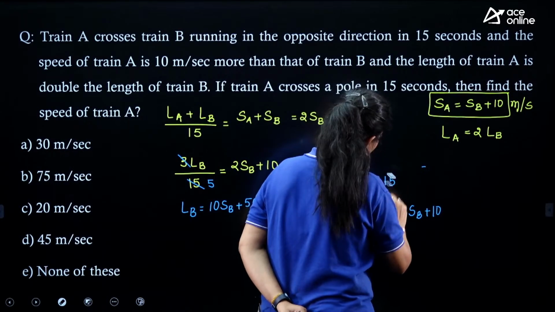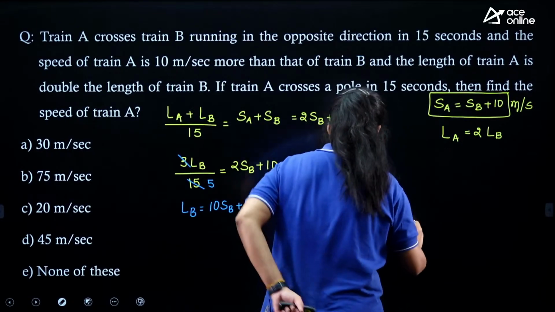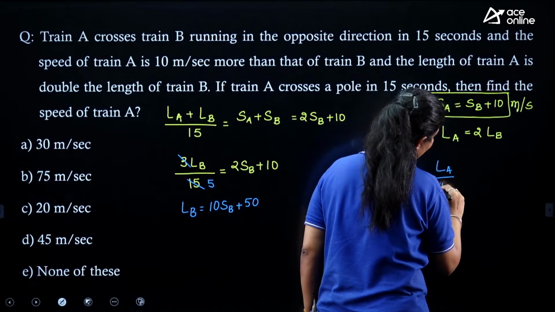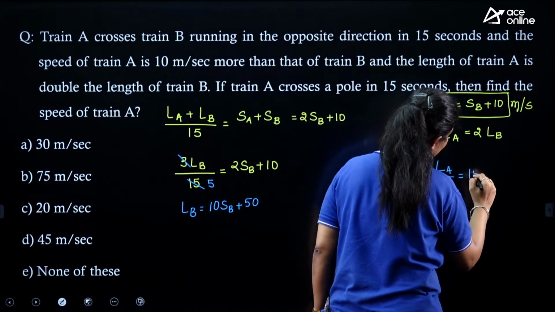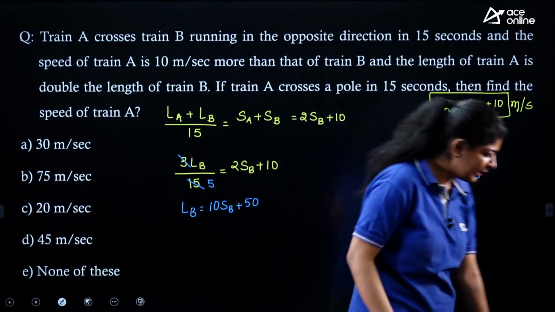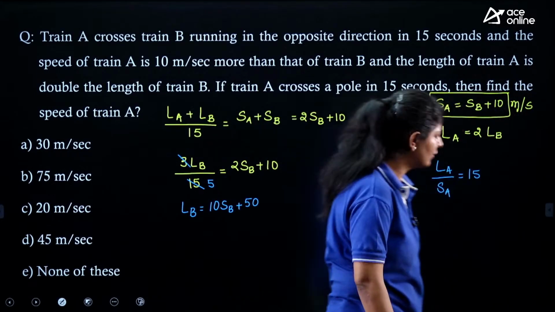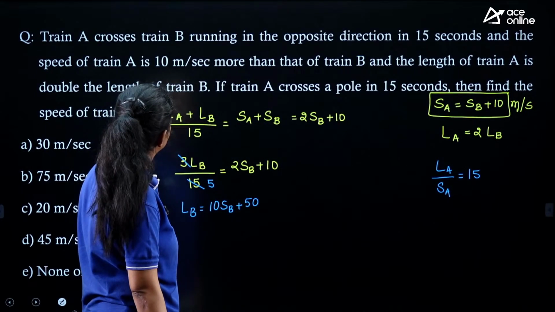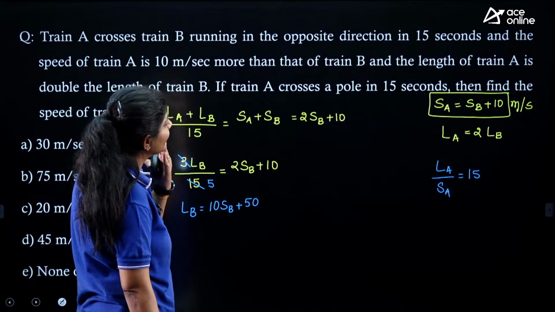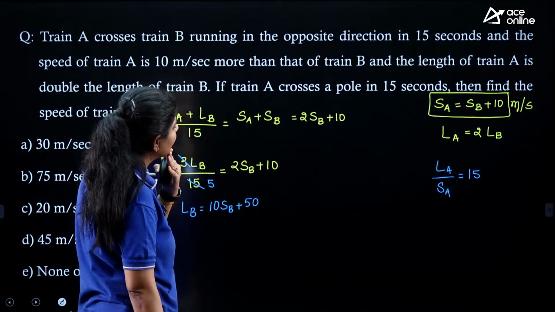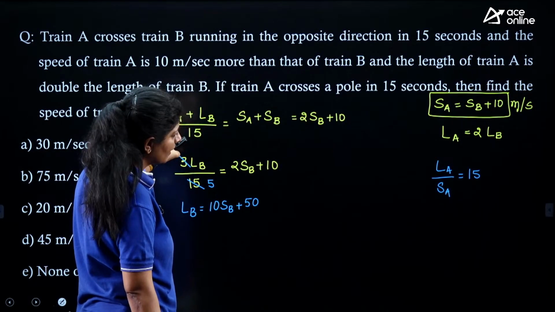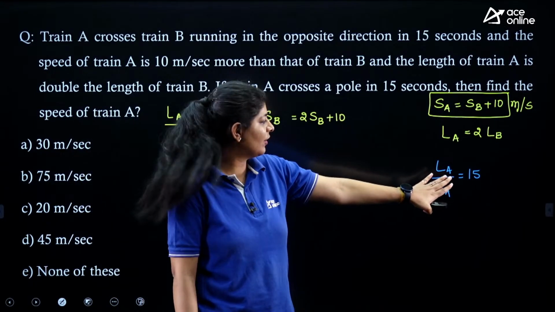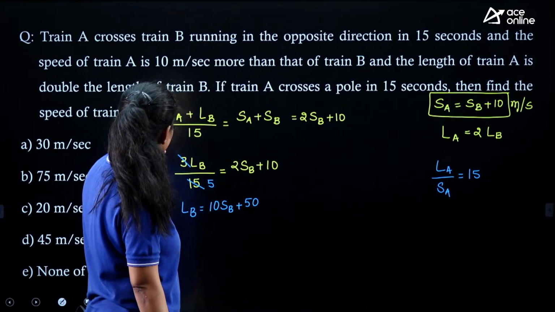I'm getting confused which variable we need to replace over here. The relation that we are having is LA divided by SA is equal to 15, right? Any one of you, which variable should we replace, either the LA or LB? Or we can also do one thing: instead of going like this, we can directly substitute the value of either LA or SA over here, right?